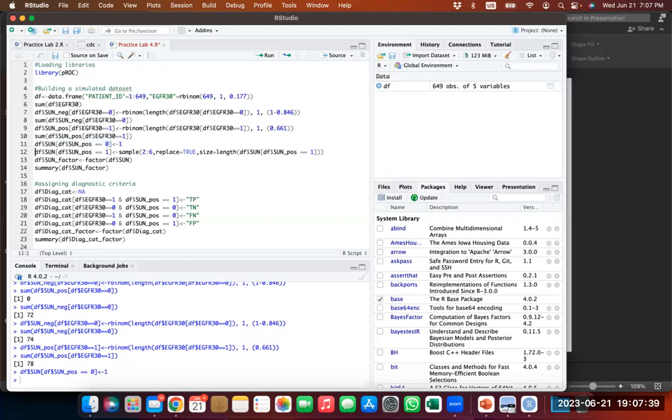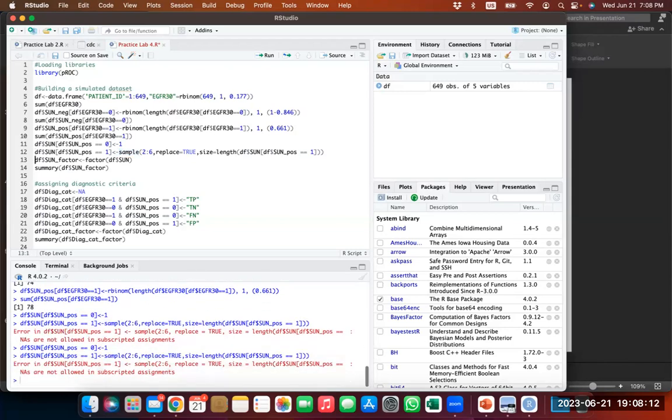Line 12 is now basically taking SUN positive 1. So the SUN was positive, so it needs to be somewhere between 2 and 6. These are the leftover test beds. With the sample command in line 12, with replace true, we're creating a sample that will have the length of all the positive ones. So we're just sampling randomly 2 to 6s through. And this is what line 12 does.